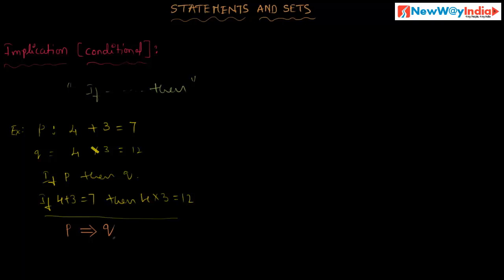Here the statement P is called hypothesis, and Q is called conclusion. So hypothesis implies conclusion. In the implication, the first statement is called hypothesis, that implies the conclusion, that is Q. This is important. So what is the first statement in this implication? In this implication, the first statement is hypothesis and the second statement is conclusion.